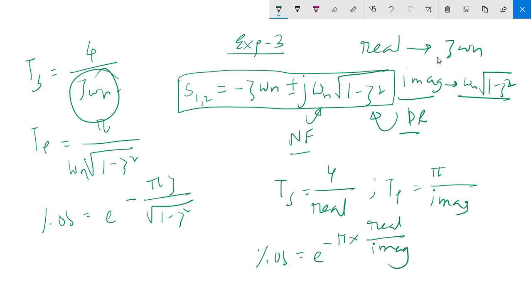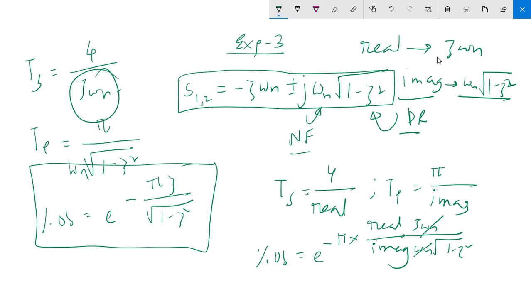So real is zeta omega n. If you just put zeta omega n here, and imag is omega n root over 1 minus zeta square, then omega n and omega n cancel out, and it's basically e to the power minus pi zeta divided by root over 1 minus zeta square. Exactly the same thing. So you can use these trick formulas to memorize this, or you can just use the conventional ones, whatever you think is good for you.